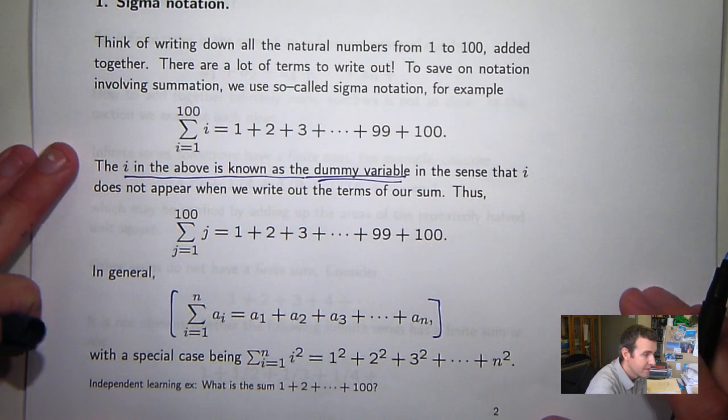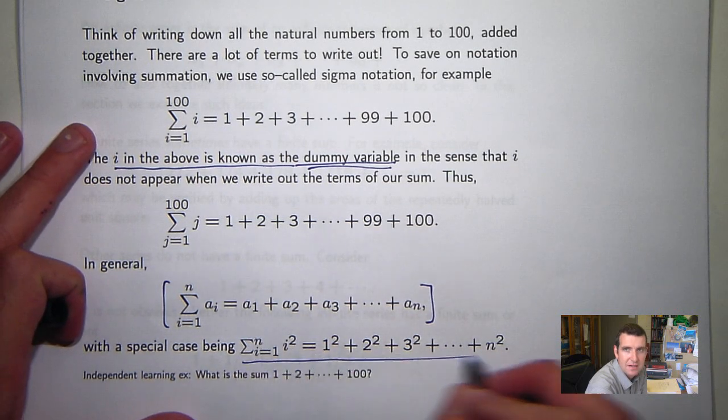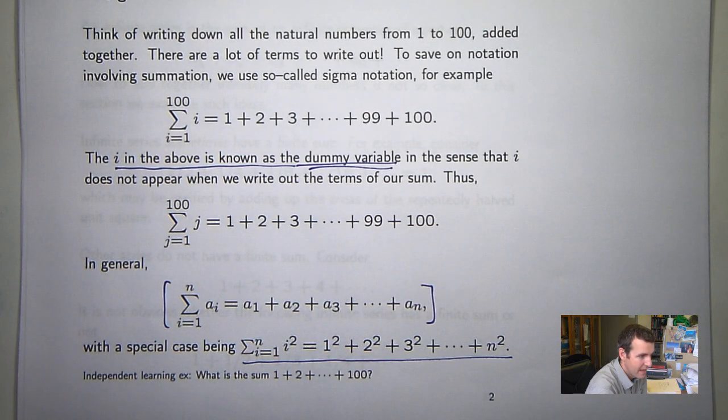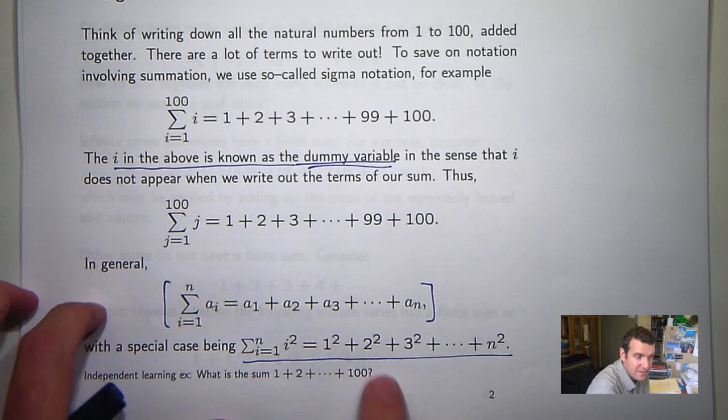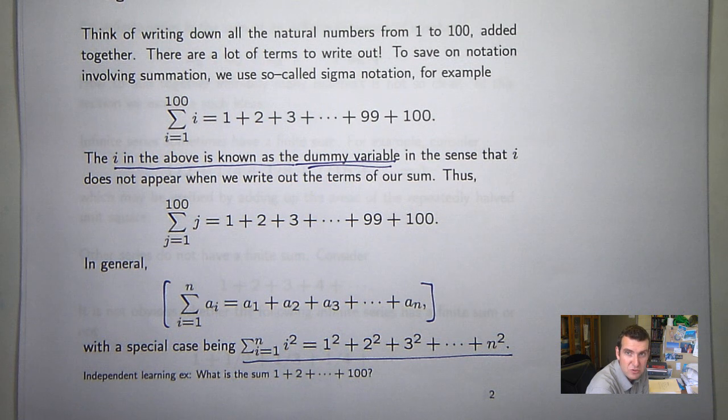It's the same series. Now more generally, think of sigma a sub i, from, in this case, i equals 1 to n, as just representing a finite sum: a1 plus a2 plus a3, etc., up to a sub n. Now the a sub i is a bit like a function, except it's just defined for whole numbers. Now think of a special case, sigma i squared from i equals 1 to n. So 1 squared plus 2 squared plus 3 squared up to n squared. That's a finite sum using sigma notation.